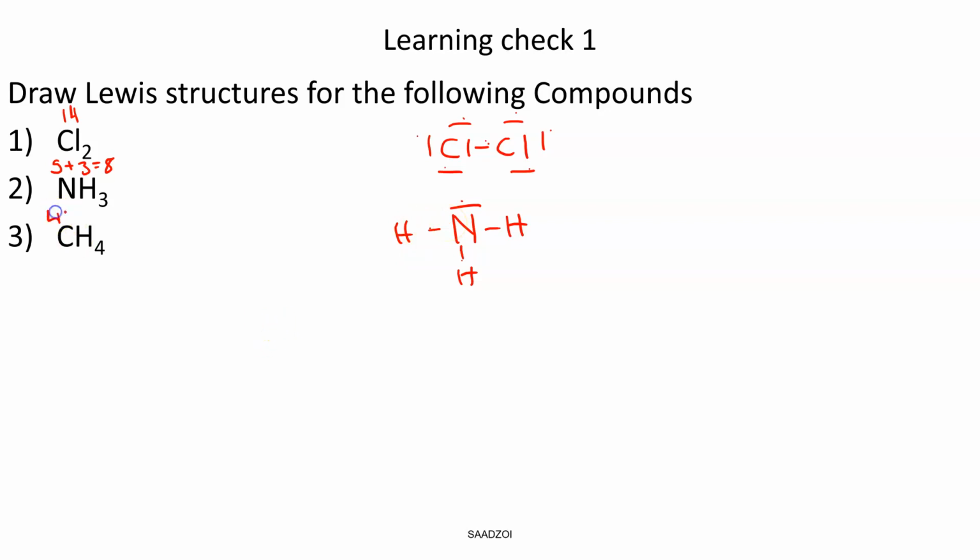CH4, you have 4 plus 4. That's 8. So C in the middle. H, H, H, H. And if you notice, I used all my 8 electrons. Everything that wants 8 has 8. Each hydrogen has 2, like it wants to, and the carbon has 8. So you're done.